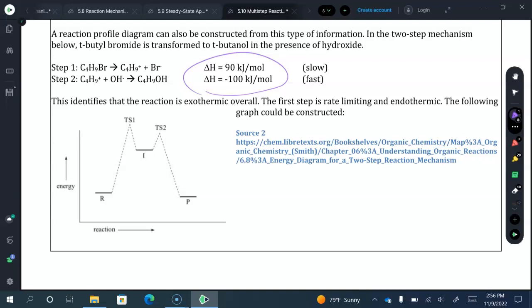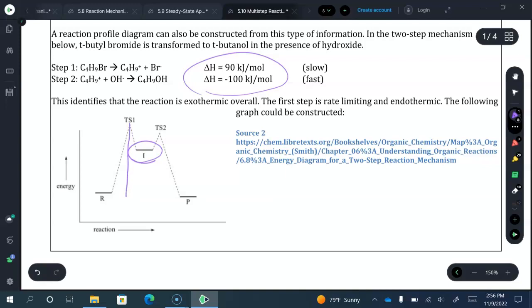The first step, however, is rate limiting and is endothermic, right? So the intermediate is much higher in energy than the reactants, okay? And so that also proves that the first step here is a slow step because it has a much higher energy requirement. So it is going to be a rate determining step, that first step.